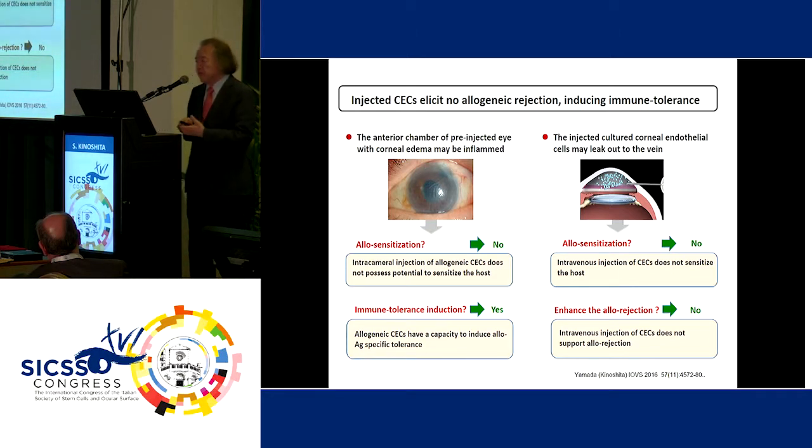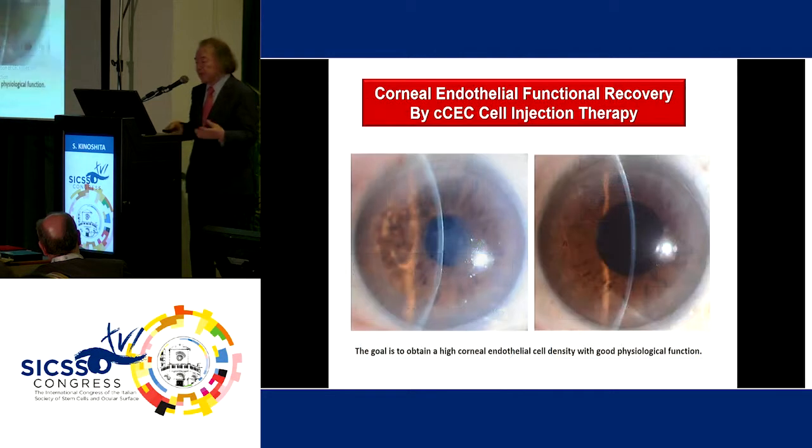You may know that Wayne Streilein proposed the idea of ACAID, anterior chamber associated immune deviation. But not only that, immune tolerance is induced and no allo-sensitization occurs. That means we are safe enough to use these allogenic corneal endothelial cells for cell injection. So far, we have performed 35 cases, and we haven't seen any endothelial rejection after the treatment.